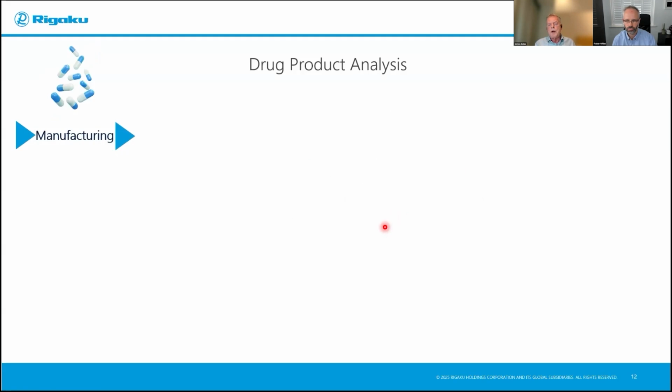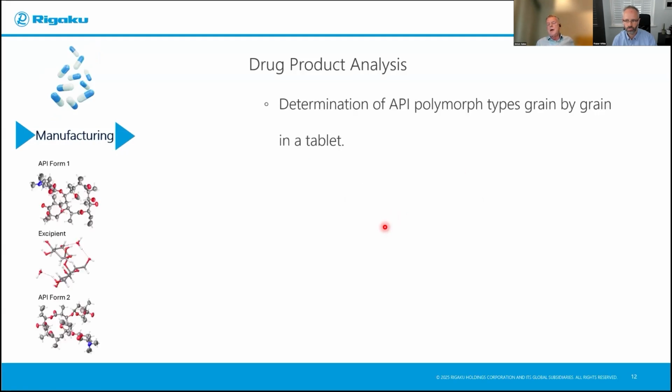And then moving on right to the end, to the final drug product, the tablet form, the solid dosage form, let's say.